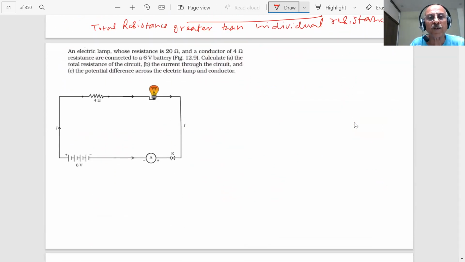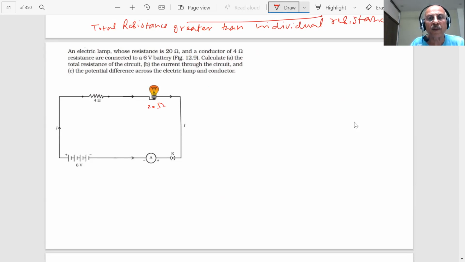Here is a question, student. An electric lamp whose resistance is 20 ohm, and a conductor whose resistance is 4 ohm, are connected to a 6-volt battery. This is a battery of 6 volts. Can you see the circuit? Okay?